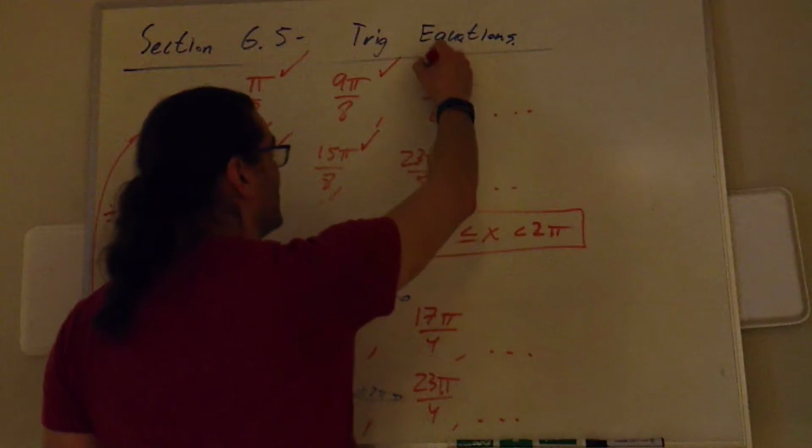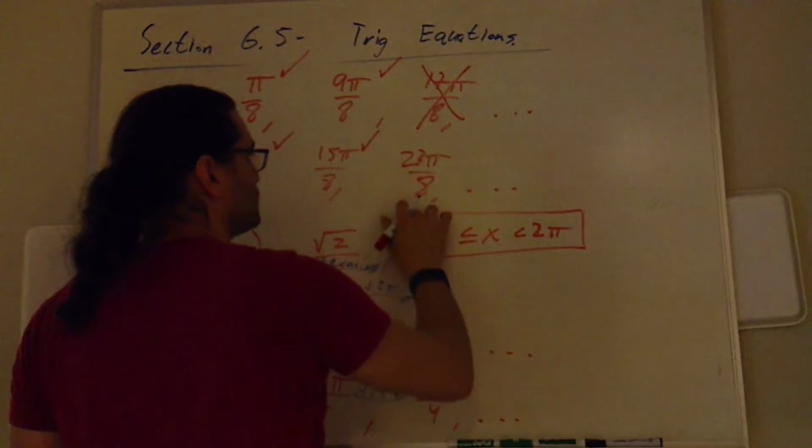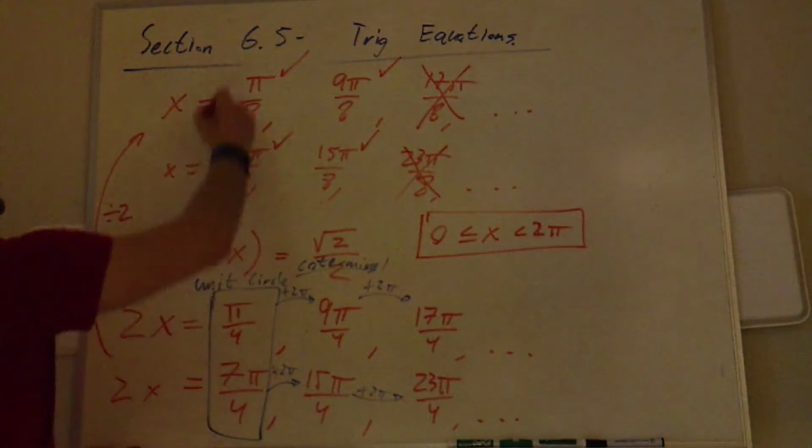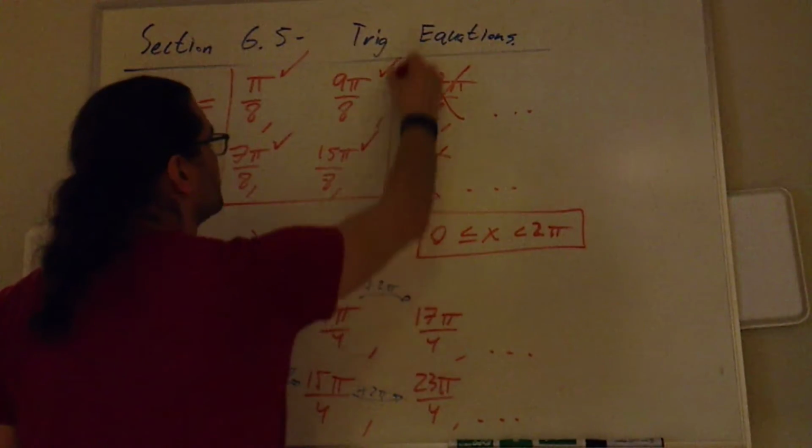17/8 is too big. This one's no good. 23 pi over 8 is too big. That's bigger than 2 pi. So these are the 4 solutions you get.